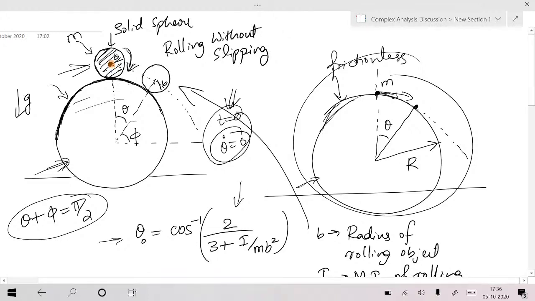So this initial velocity of the center of mass is 0. Again, so theta dot equal to 0 at time t equal to 0. Similarly, the initial speed of this mass is 0. So that is one more condition that should be taken.